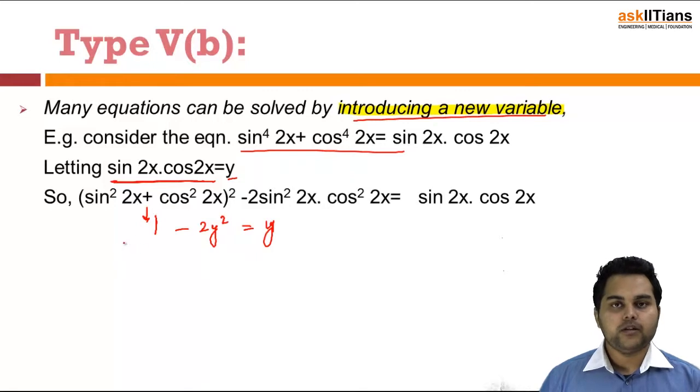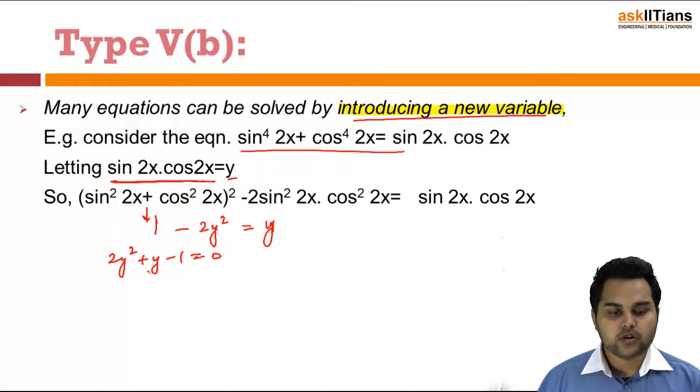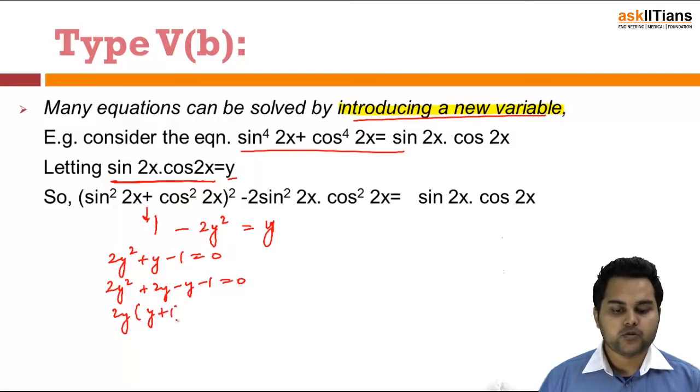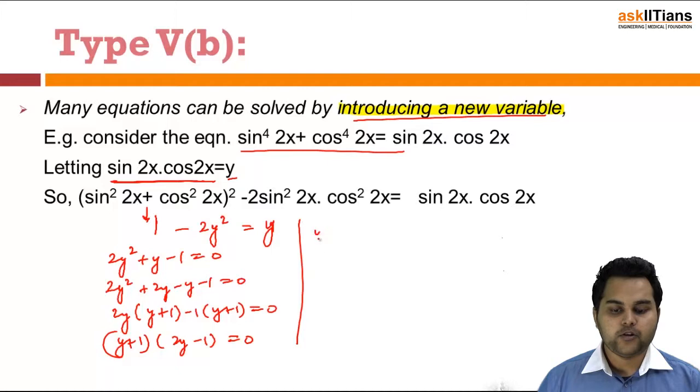That will give me a simple quadratic equation of the form 2y square plus y minus 1 is equal to 0. I will solve it and get the value of y, and hence then I will proceed to get the value of sin x or cos x. That is 2y square plus 2y minus y minus 1 is equal to 0. 2y taken common gives me y plus 1, minus 1 taken common gives me y plus 1 being equal to 0. Y plus 1 taken common gives me 2y minus 1. Now one of the two factors would be 0, so y would have a value of either minus 1 or 1 by 2.